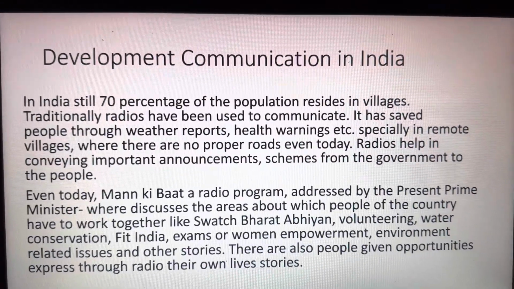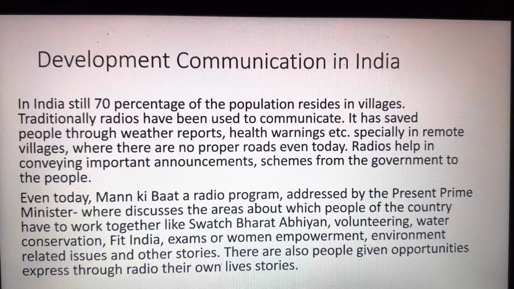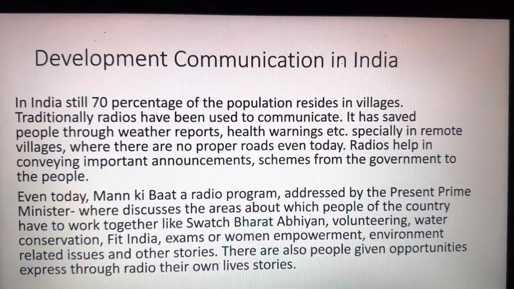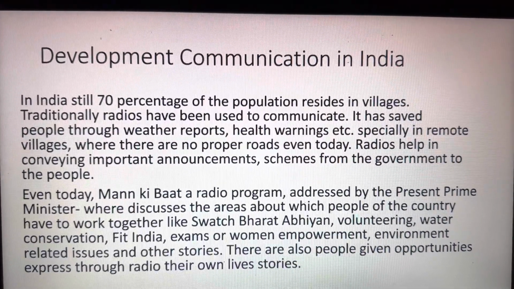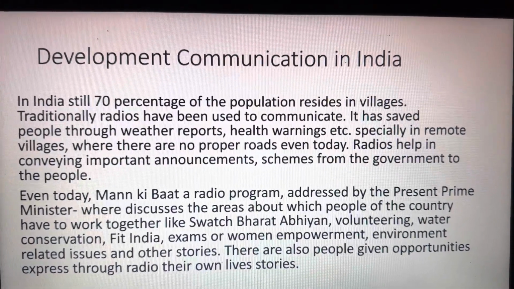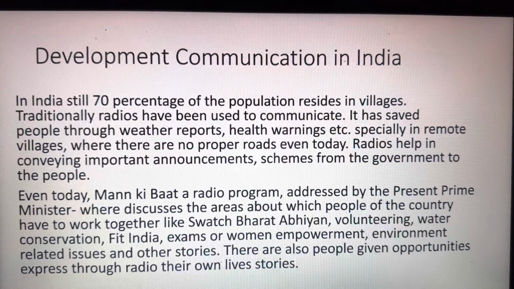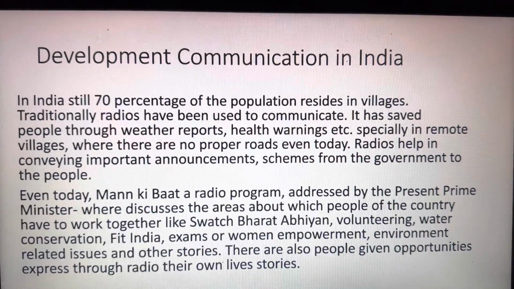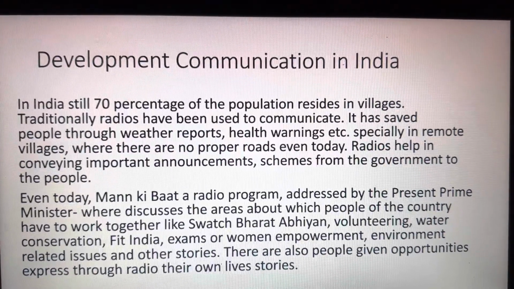Development communication in India. In India, still 70% of the population resides in villages. Traditionally, radios have been used to communicate. It has saved people through weather reports, health warnings, etc., especially in remote villages where there are no proper roads even today. Radios help in conveying important announcements, schemes from the government to the people.